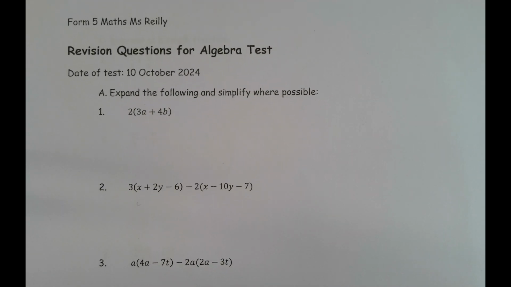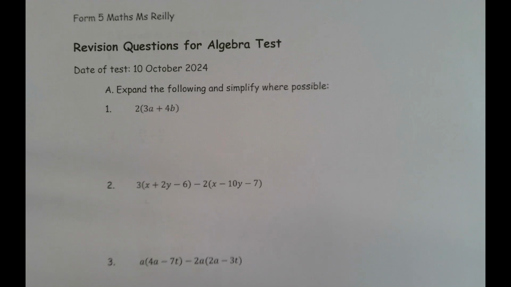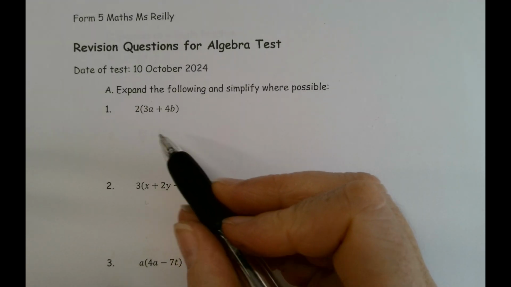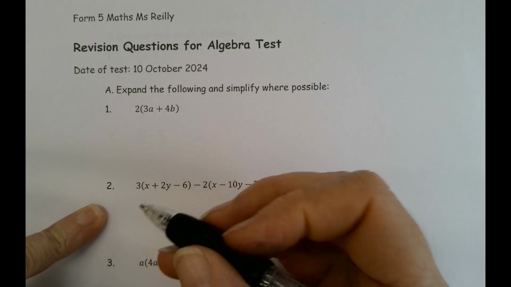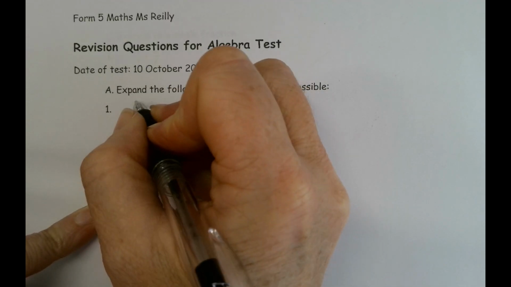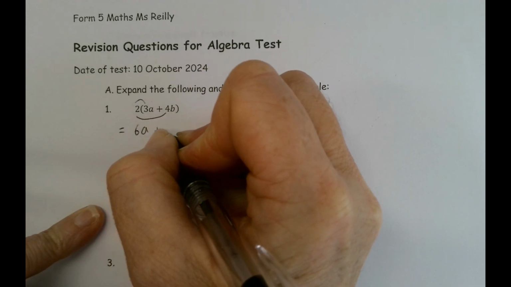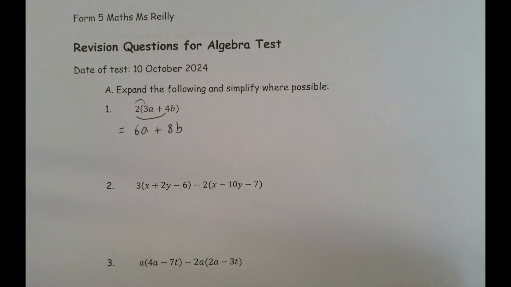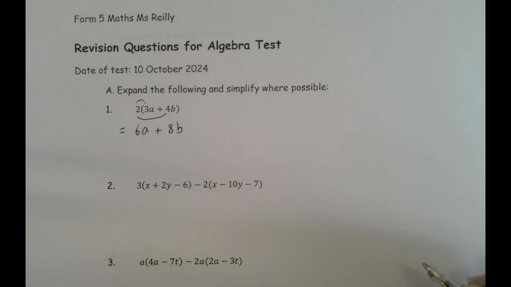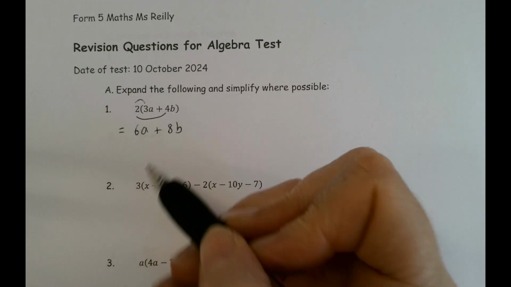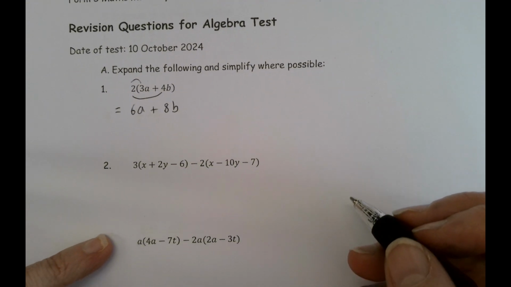Okay, so first question here says expand the following. So that means multiply out the brackets and simplify where possible. If I expand this, I'm going to have 2 by 3a is 6a and 2 by 4b is 8b. I can't do anything else. That's the end, because a's and b's can't be added together.